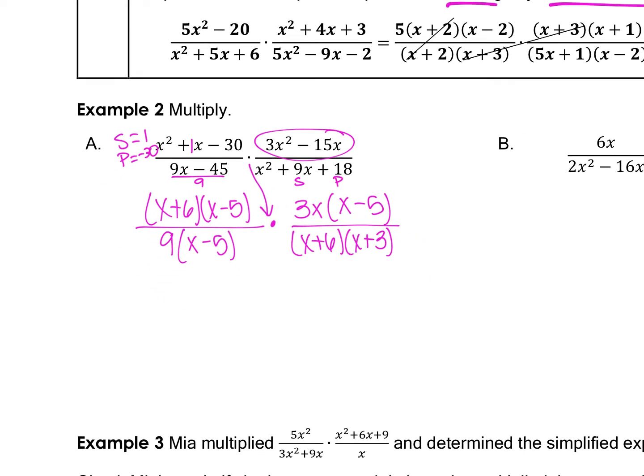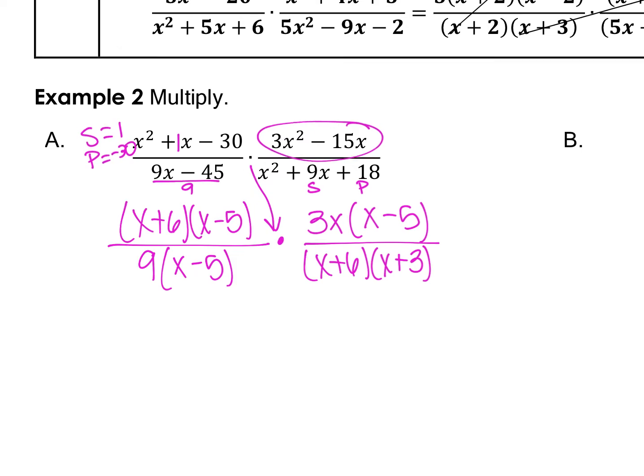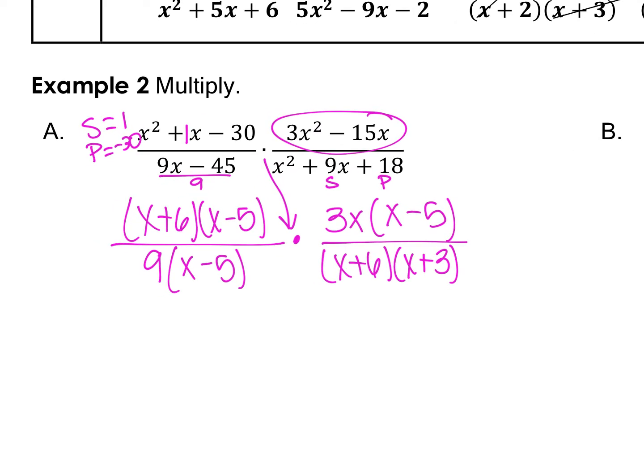All right, so right when you get to this point, you're going to start looking to see if anything can cancel. To cancel terms, they have to look exactly the same if they're a binomial or a trinomial. So we can cancel diagonally from each other, not straight across. And you can also cancel on top and bottom. So notice here, these x minus 5s will cancel out.